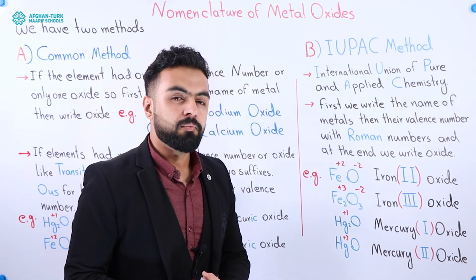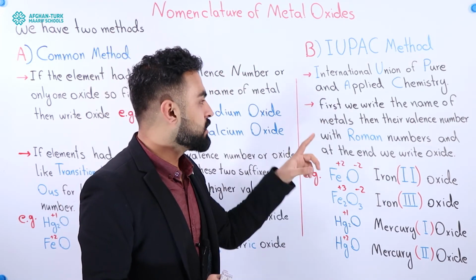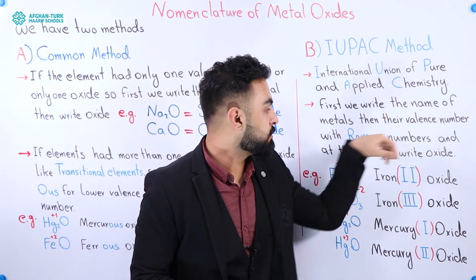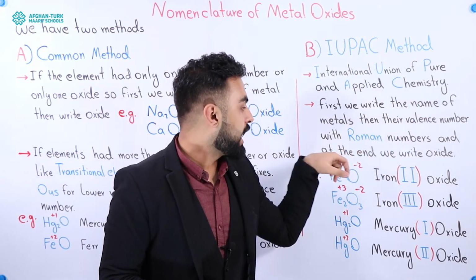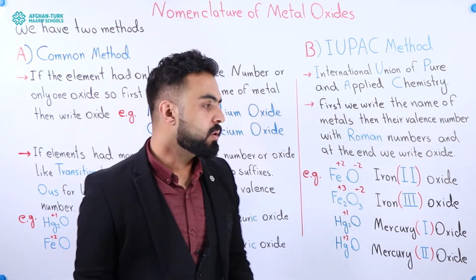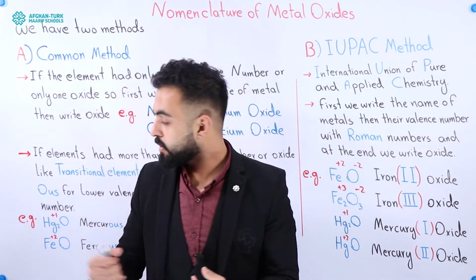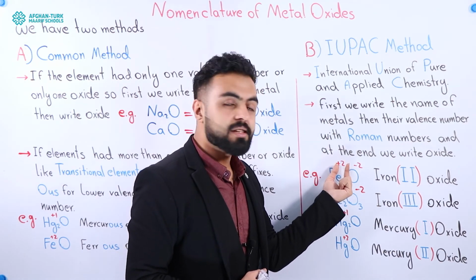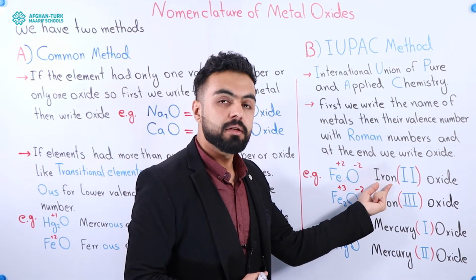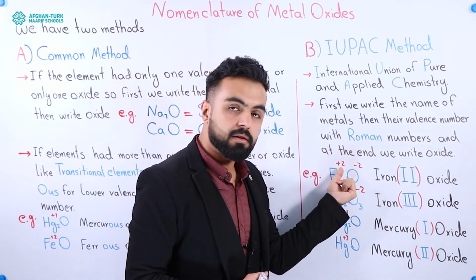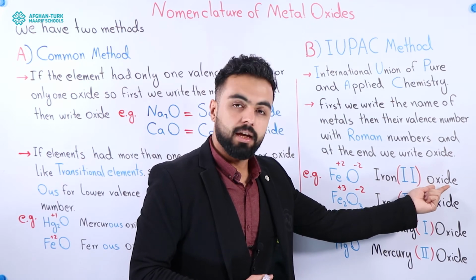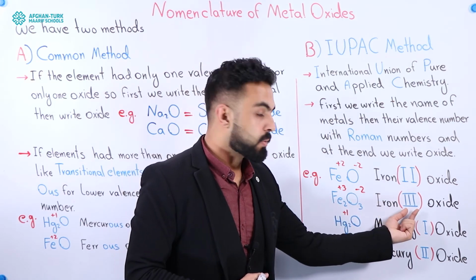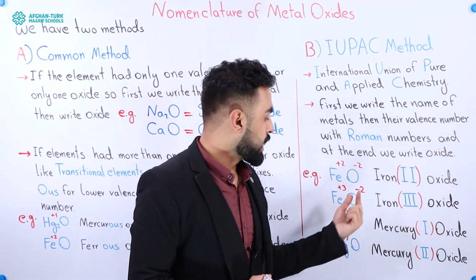So how do we name the metal oxide in this method? First, we write the name of the metal, then its valence number in Roman numerals, and at the end, we write oxide. So easy. For example, the same compounds. Here, iron, what is the valence? It is positive 2. So we write iron, then in Roman numerals write the valence number 2, and at the end, write oxide. Iron with valence positive 3, we write 3, and at the end, write oxide.